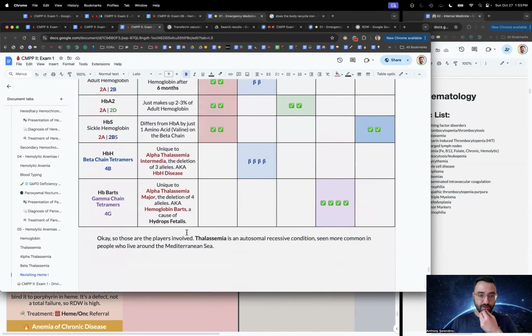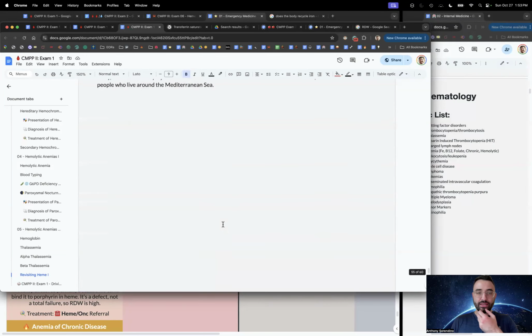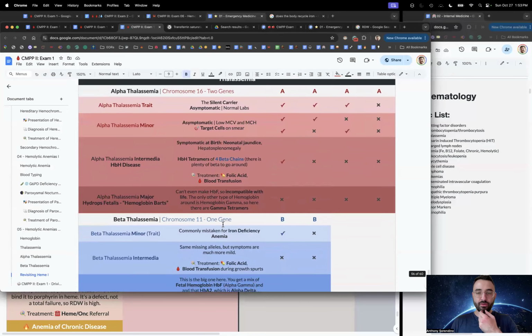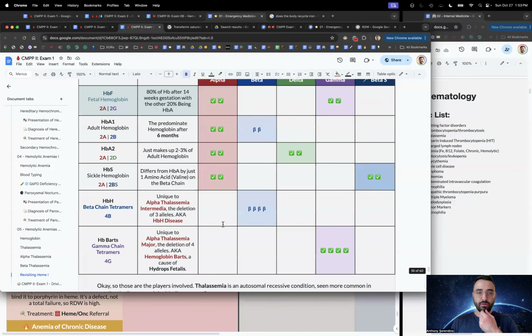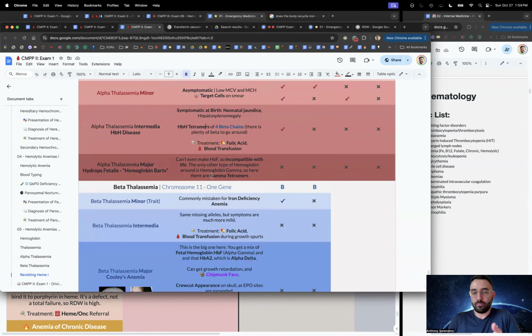And what happens here is that you can't even make HbF. Oh, yeah, you can't make fetal hemoglobin, which needs some alpha. So because all of your alleles are knocked out, you can't make fetal hemoglobin, which means you can't be born. This is incompatible with life. It's also called hemoglobin Bart's. I don't know why it's called that, or hydrops fetalis, or alpha thalassemia major. All the same thing, incompatible with life.